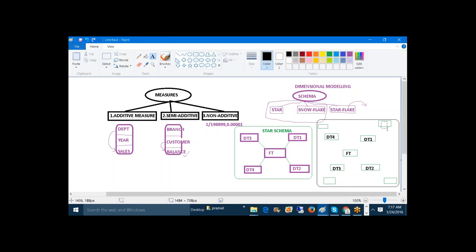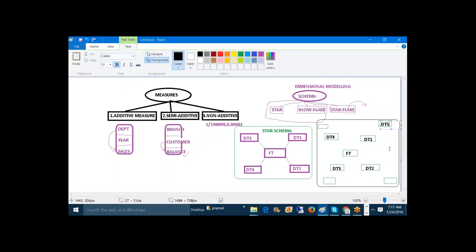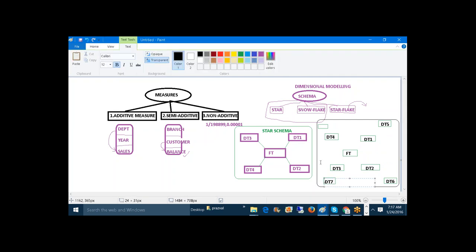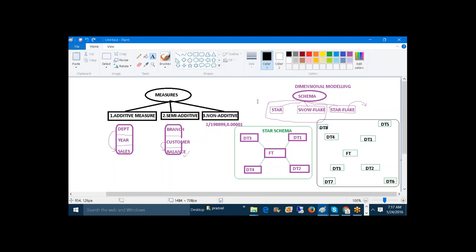And here we also have some other dimensions, like DT5, DT6, DT7 and DT8. This kind of arrangement is known as the snowflake schema.